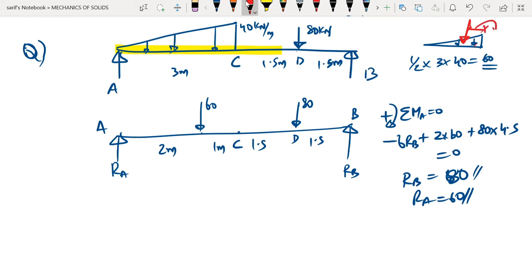Centroid will be b by 3, so base divided by 3, that is 1 meter. So that is what we have represented here. We have represented the total 60 acting at 1 meter from the point C.